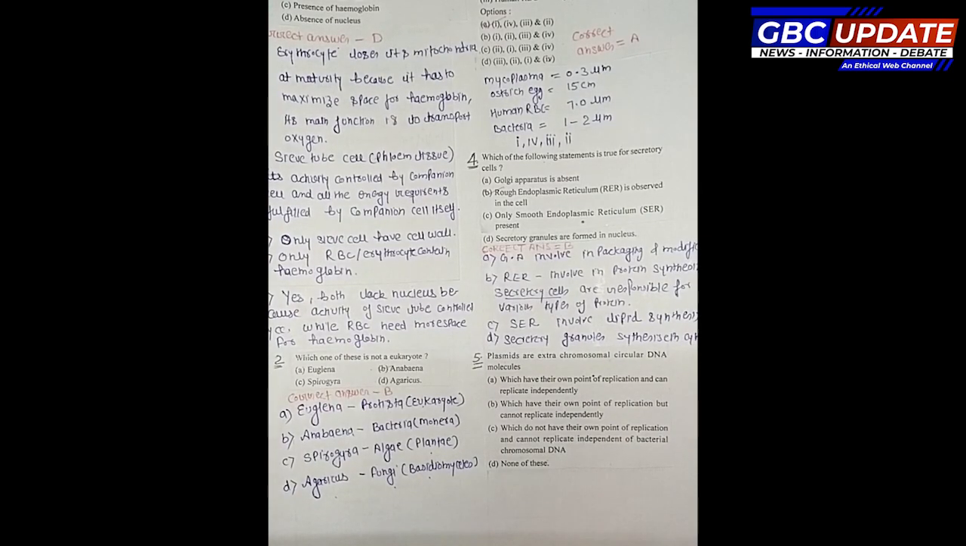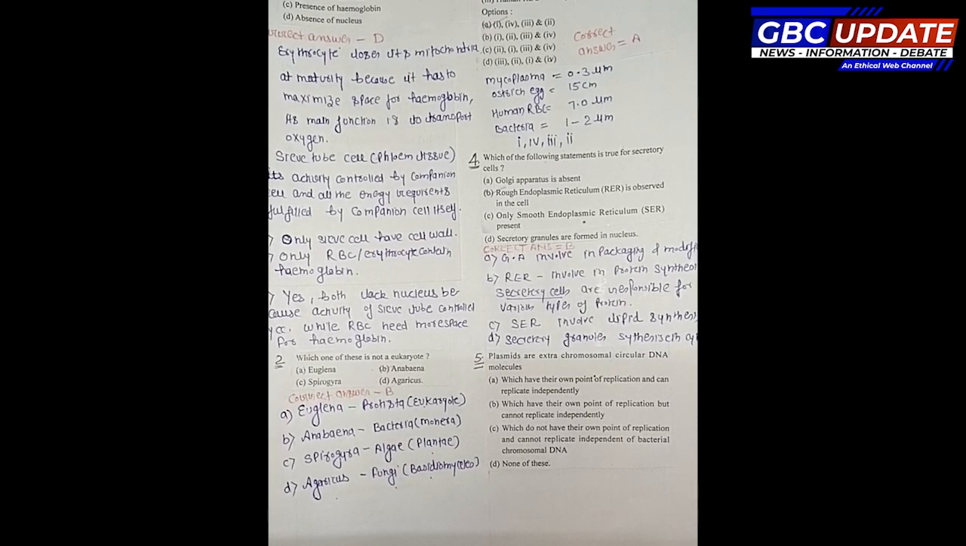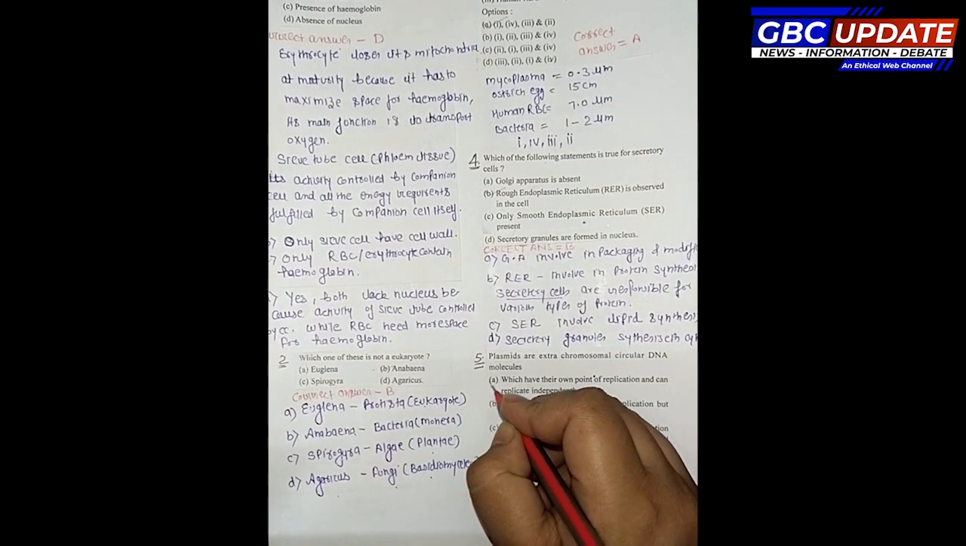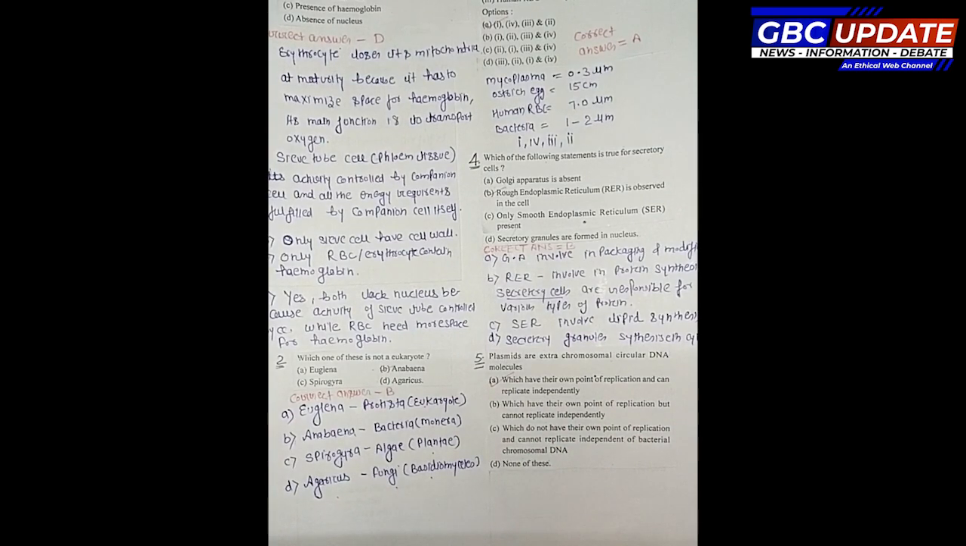Next question is: plasmids are extrachromosomal circular DNA molecules. First option: which have their own point of replication and can replicate independently. Second option is: which have their own point of replication but cannot replicate independently. Third option is: which do not have their own point of replication and cannot replicate independent of bacterial chromosomal DNA. And D is none of these.